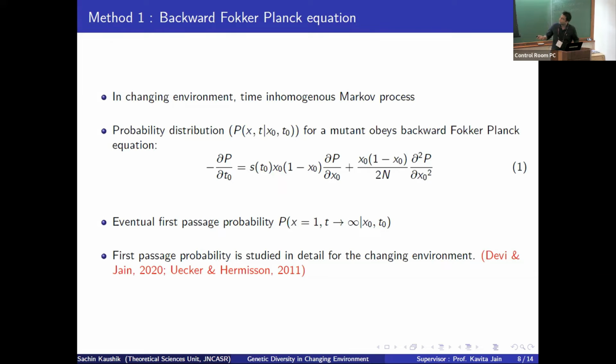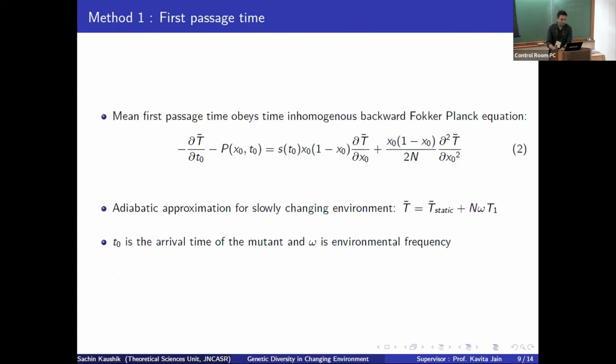So this has been calculated by our group also, and by Wicker and Hermisson. I will need the first passage probability because I am interested in calculating the conditional mean first passage time. Since it is conditional, I'll need this first passage probability. So again, that also follows a time-inhomogeneous equation.